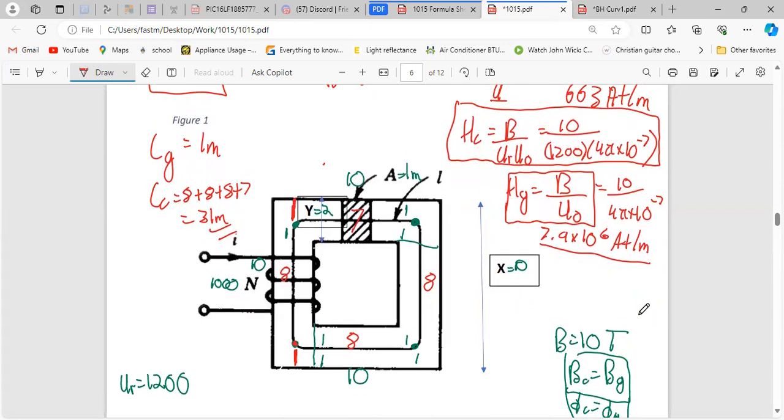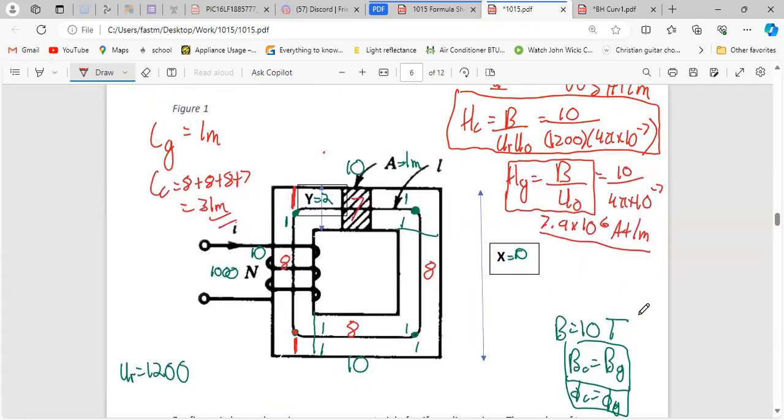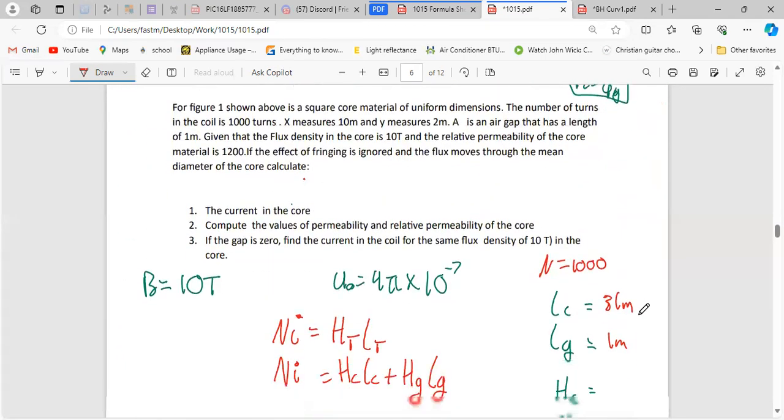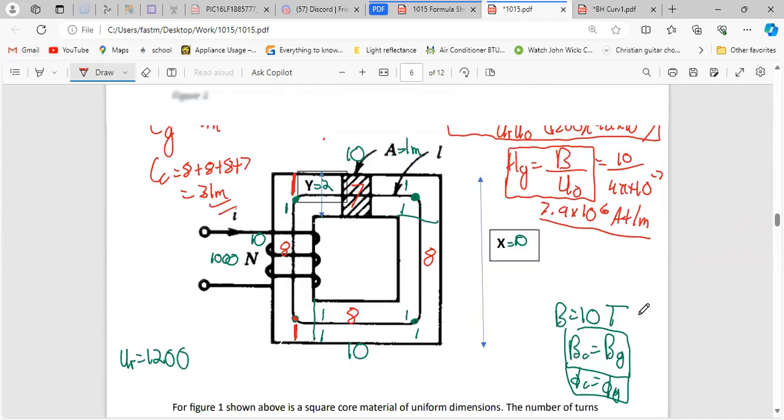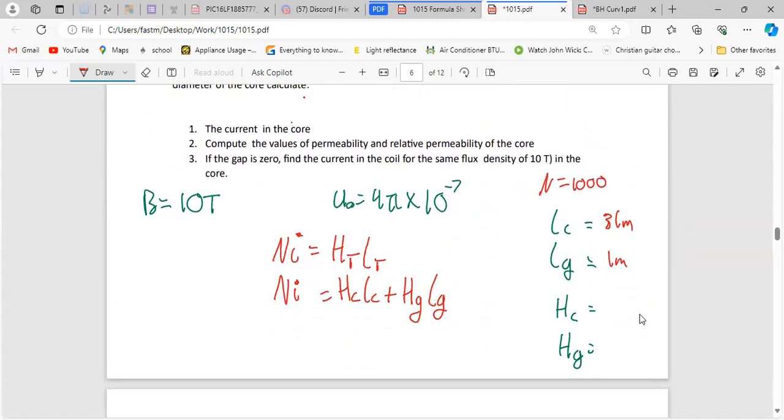It makes no sense to give so much energy, because if you increase I, N will increase, so you pull more energy, so you have to spend more money. Anyway, back to our question. We have H_c is 663 ampere turns per meter, and H_g is 7.9 by 10 to the 6 ampere turns per meter. So we have everything now. Now we can plug it in.